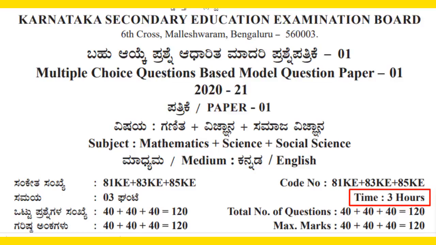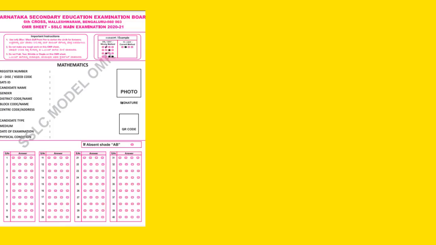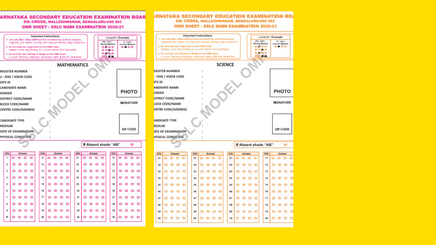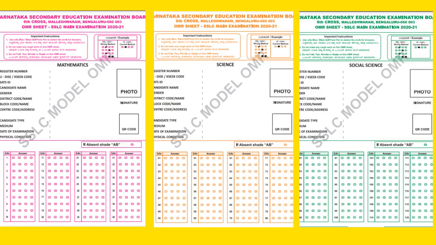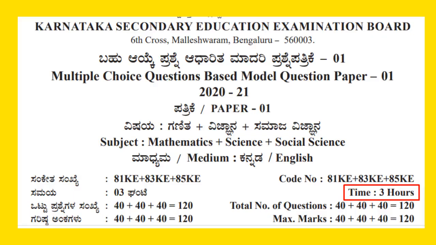Hello everyone, in this video we will see how to attempt the mathematics question paper using the OMR sheet. We have a separate OMR sheet for each subject. The Maths OMR sheet contains questions from 1 to 40, the Science OMR sheet contains questions from 41 to 80, and Social from 81 to 120. Total 120 questions for 120 marks. The time duration is 3 hours for 3 subjects.